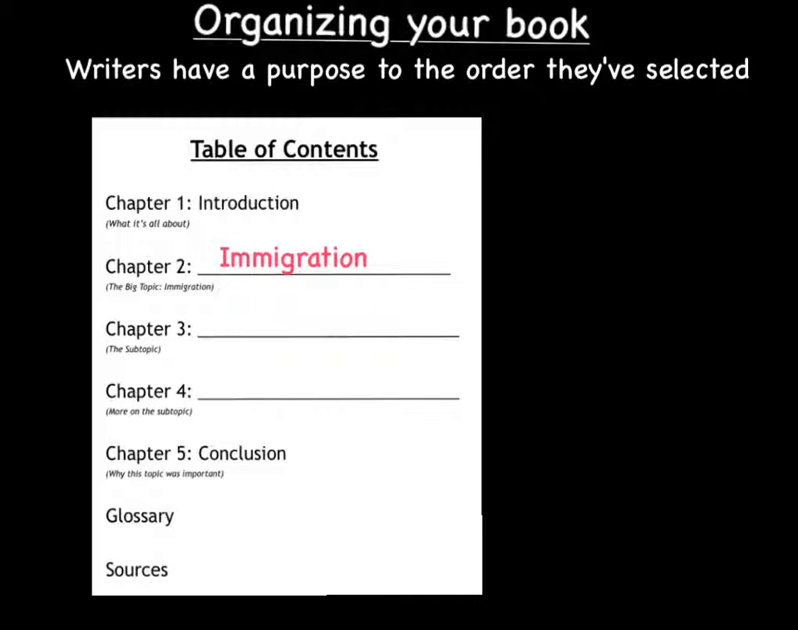Also, everybody is going to write Chapter 2 about immigration in general. We need to give that big overview of the topic of immigration. Then Chapter 3 and Chapter 4 are going to be about that subtopic that you chose. Maybe you chose Ellis Island or the Statue of Liberty or German immigrants or Irish immigrants. This is where you would do more of that in-depth work about your topic.